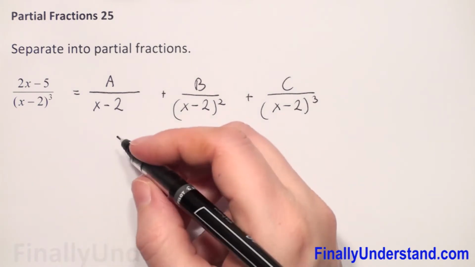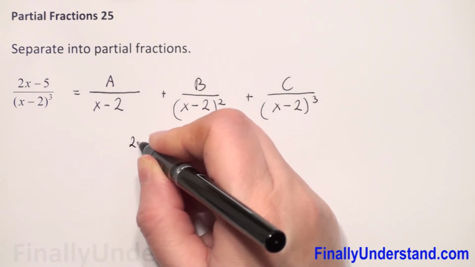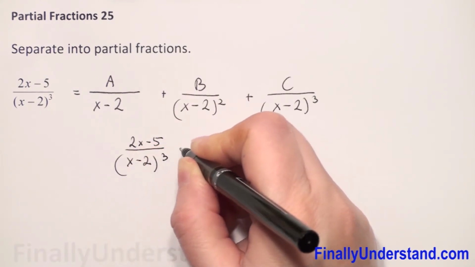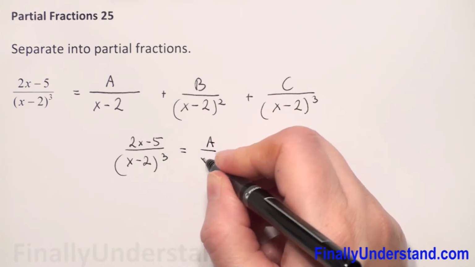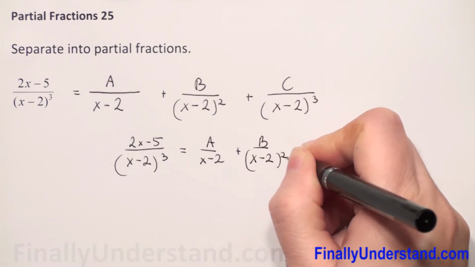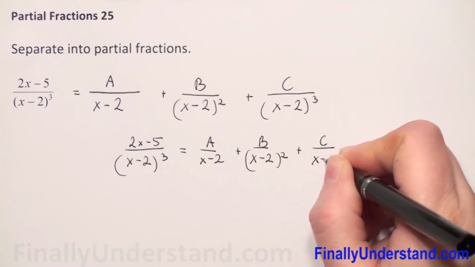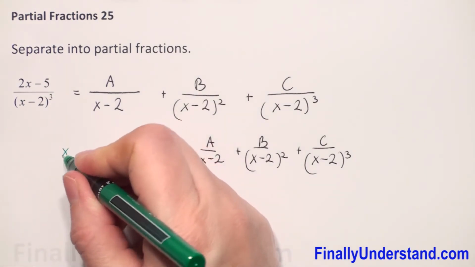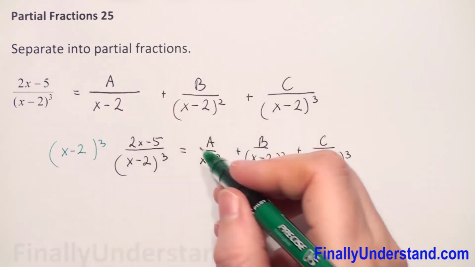So let me copy one more time our example. We have 2x minus 5 over x minus 2 to the third power. This is equal to A over x minus 2 plus B over x minus 2 to the second power plus C over x minus 2 to the third power. First, we have to get rid of the denominators. How do we do this? We have to multiply both sides of our equation by the denominator of our original fraction, so by x minus 2 to the third power, both sides.